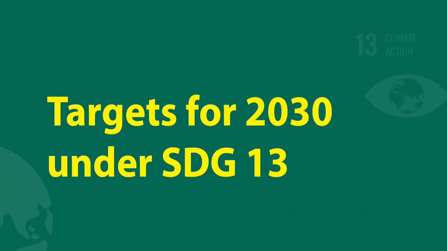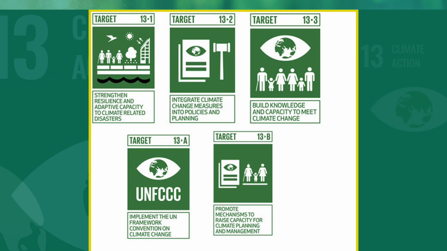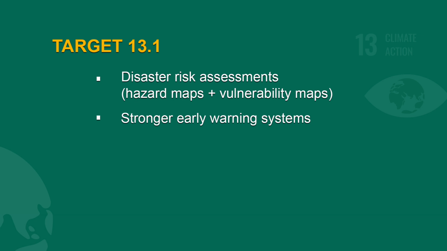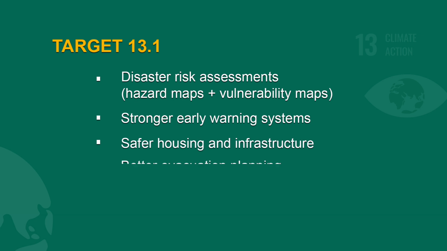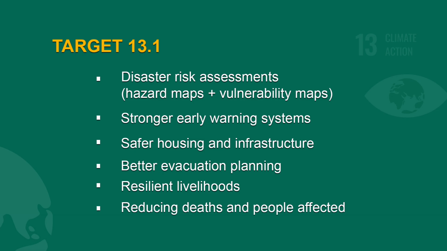Now, let me explain to you the targets for 2030 under SDG 13. This covers the second objective of this chapter. The United Nations lists 5 main targets under Goal 13: 13.1, 13.2, 13.3, 13.A, 13.B. What is target 13.1? It's to strengthen resilience and adaptive capacity to climate-related hazards and natural disasters in all countries. What does this mean in practical terms? Disaster risk assessment is equal to hazard maps plus vulnerability maps. That means stronger early warning systems, safe housing and infrastructure, better evacuation planning, resilient livelihoods, so one event does not destroy income permanently. These are interlinked, reducing deaths and people affected.